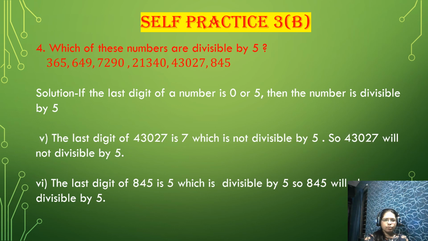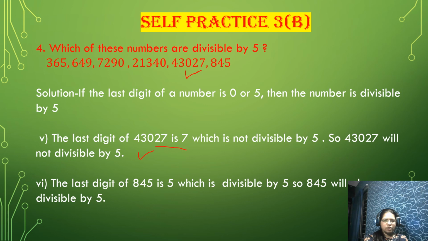Now we will check whether 43,027 is divisible by 5 or not. In this number 43,027, the last digit is 7, which is not equal to 0 or 5. So this number 43,027 is not divisible by 5.